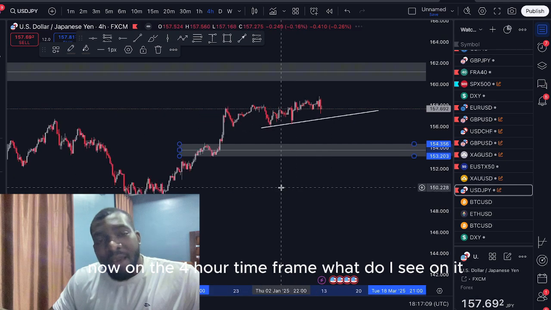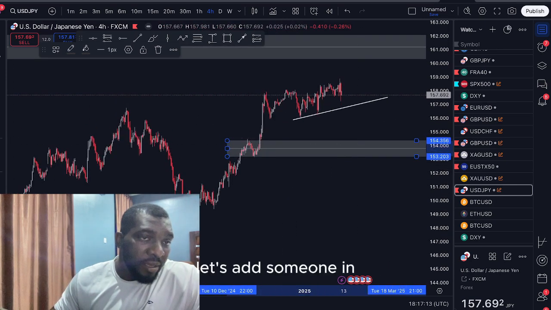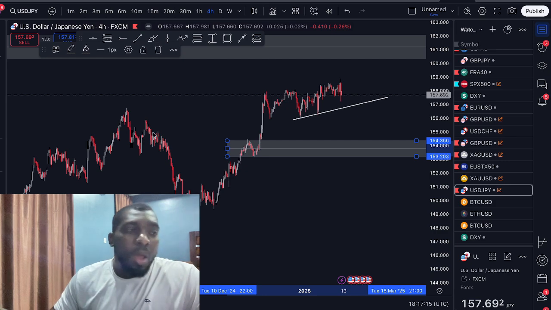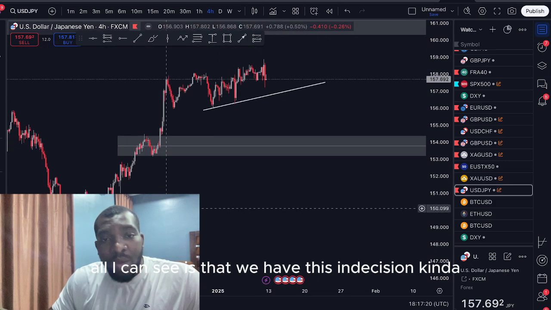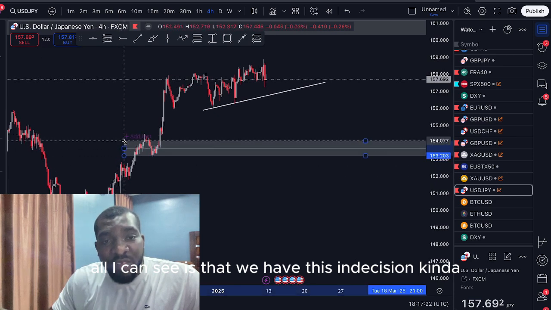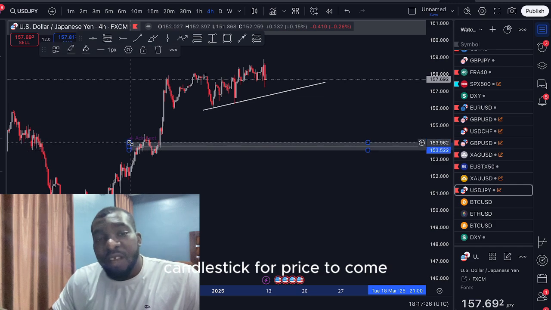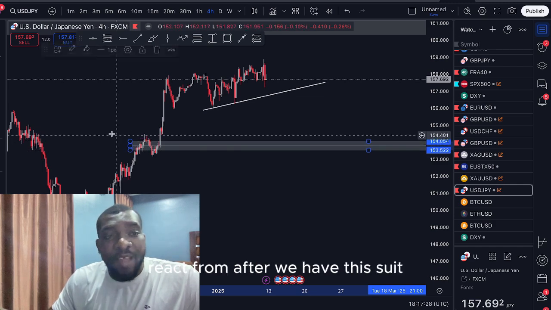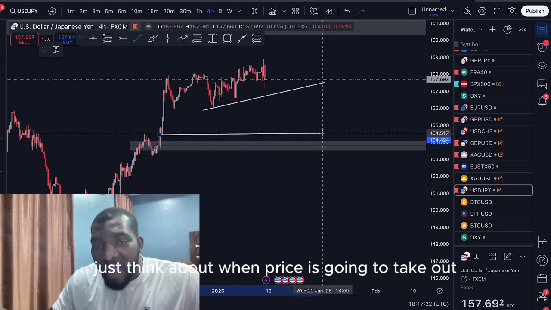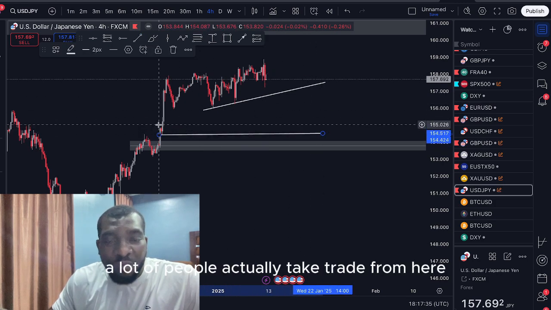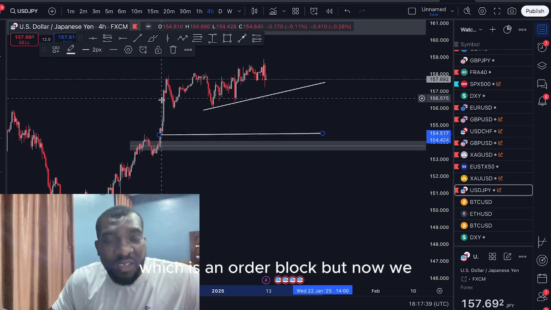Now on the 4-hour time frame, what do I see? On the 4-hour time frame, all I can see is that we have this indecision candle around here, which is a very, very good candlestick for price to come react from after we have these two as a liquidity. So just think about when price is going to take out this liquidity, and a lot of people actually take trade from here. I'm thinking that price is going to react from here, which is an order block.